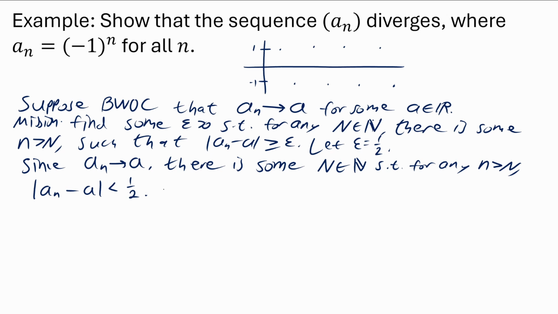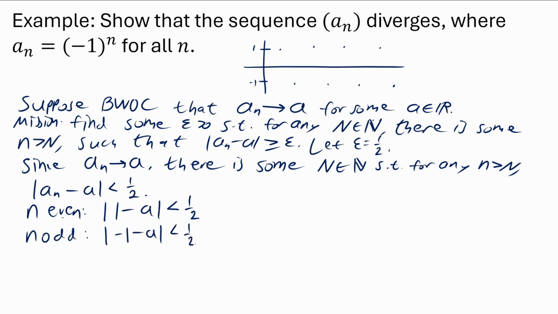There are 2 cases. If n is even, then a_n is just 1. So that means |1 minus a| is less than 1/2. If n is odd, that means |-1 minus a| is less than 1/2. Okay, and that's if and only if, we're just going to take the negative out of here, |1 plus a| is less than 1/2.